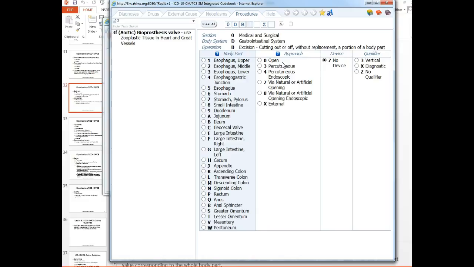Now 7 is via natural or artificial opening. So if you look at D on page 115, the example of this is like putting in endotracheal intubation. They put instrumentation in through a natural or artificial opening to reach the site of the procedure. And then 8, if you look at E on page 115, via natural or artificial opening endoscopic, and this is an example of a colonoscopy. They use instrumentation through a natural opening to visualize the site of a procedure. And they can do the same thing with the lungs and with the upper GI system. They can actually go in and endoscopically examine those by going in through the mouth.